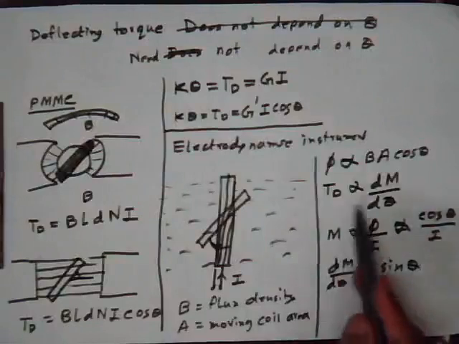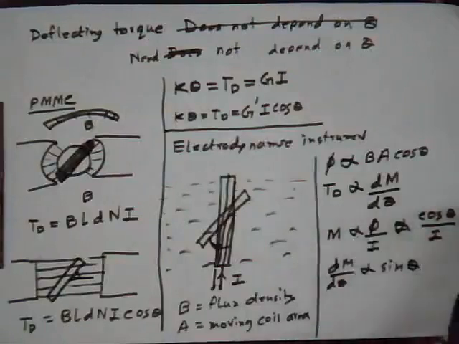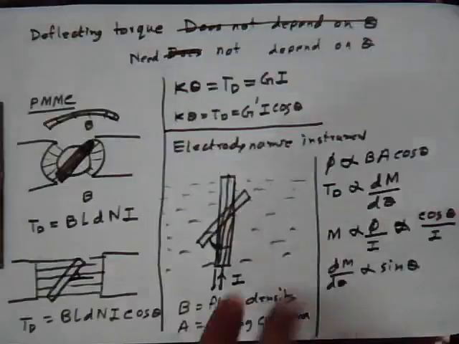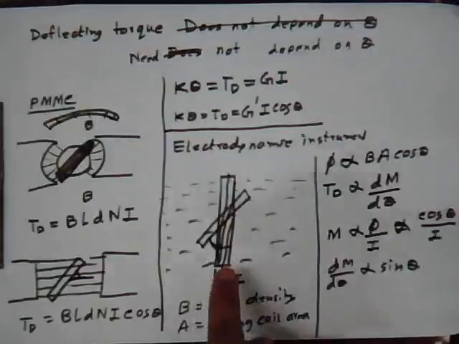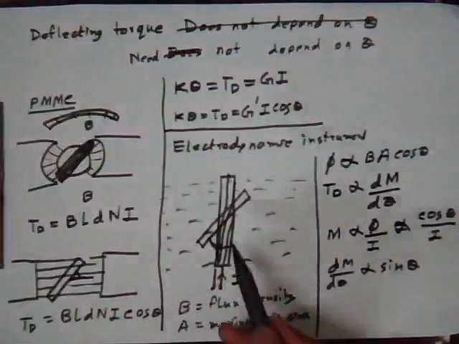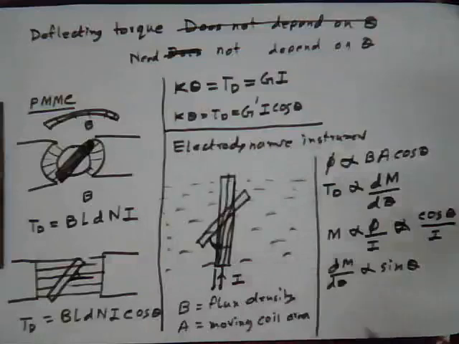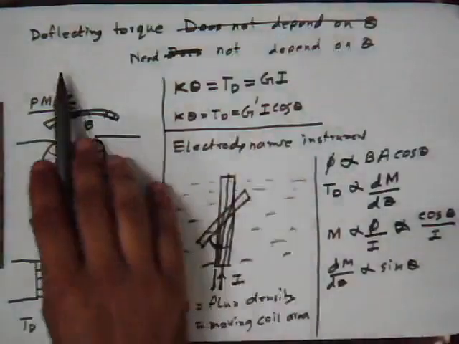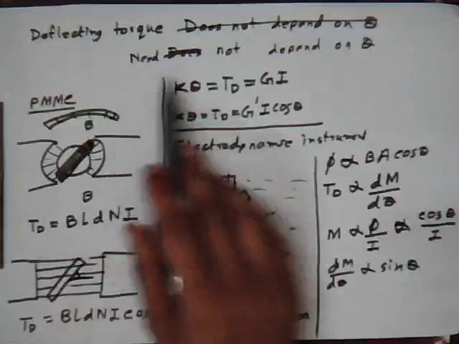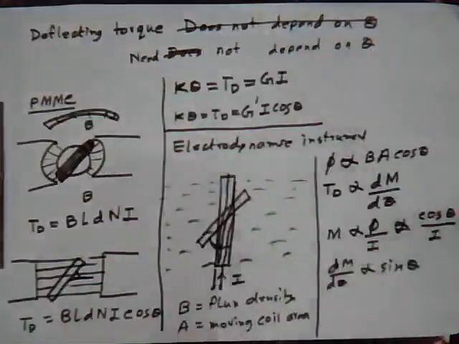So the torque is also a function of theta. So even in this case, if the situation is something like this, this is an ideal case, we see that the flux linkage is, the deflecting torque is a function of theta. So essentially what I meant to say is that the deflecting torque need not be a function of theta, but I cannot say it is never a function of theta.